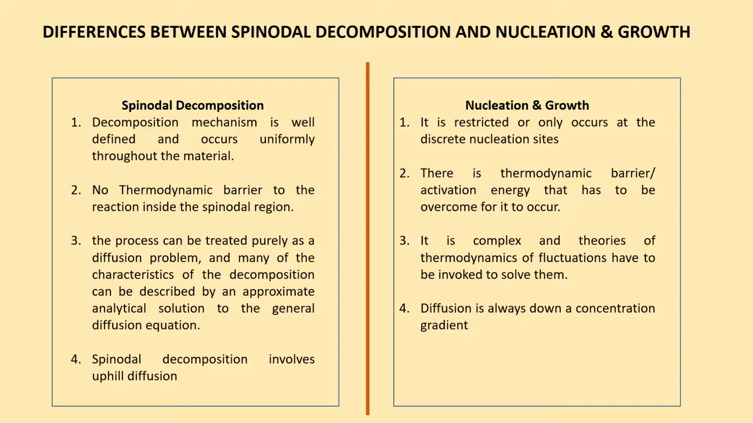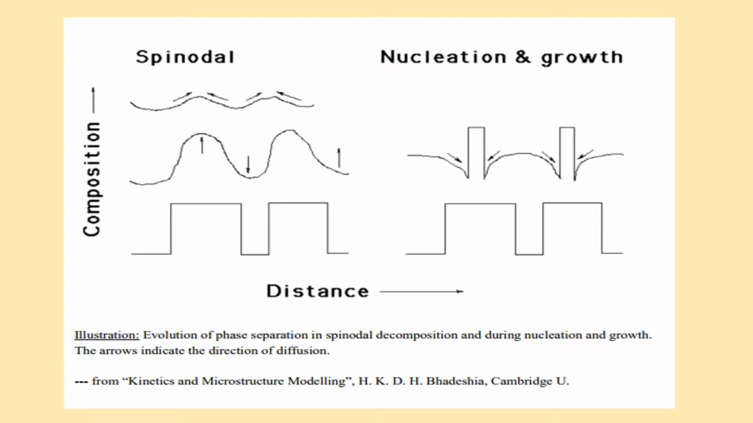diffusion equation. Spinodal decomposition involves an uphill diffusion or a negative diffusion coefficient, whereas diffusion is always down a concentration gradient for nucleation and growth process. Let's look at this picture to get that a little more clear. Over here you can look at the spinodal decomposition process where we have two types of movement. One is up the hill and one is down the hill. That is where you find two different phases. Whereas in nucleation and growth, there is only a downhill motion as the atoms from the surrounding environment come together to the nucleation site, and as a result the nucleation site grows.